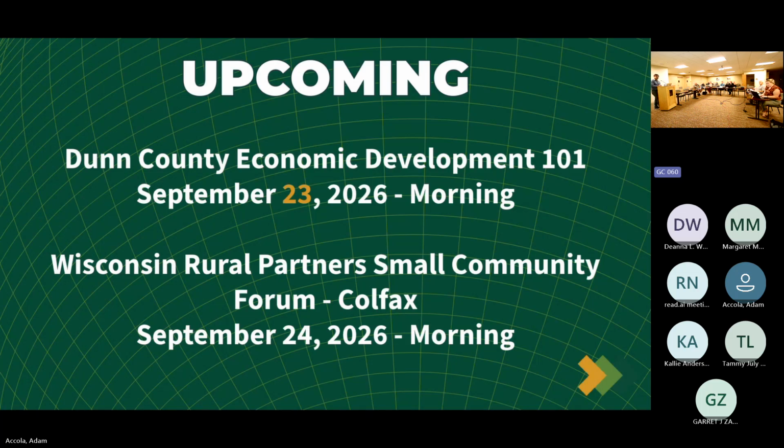We're also going to be bringing the Wisconsin Rural Partners Organization, a nonprofit board that I sit on, to Colfax on September 24th. So they go around the state hosting 4 small community forums to talk about economic development initiatives in small communities, kind of idea share, and develop strategies for other small communities to learn from. And so this will be coming to Dunn County this year, and we'll look for ways to loop the Colfax community and this forum into the annual summit, which will be taking place in Chippewa Falls next April.